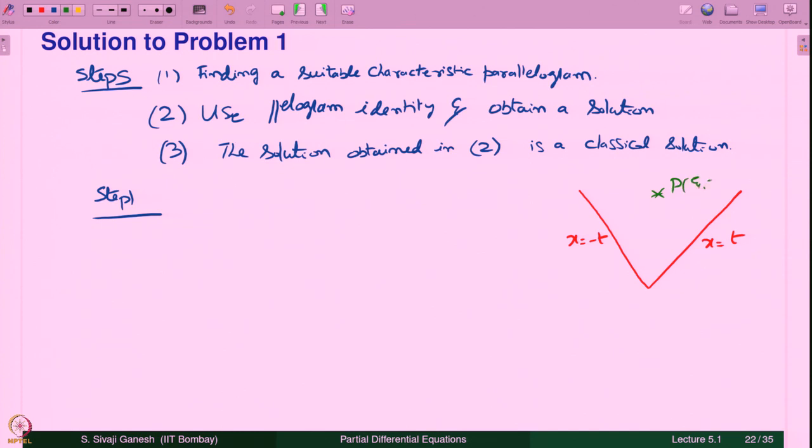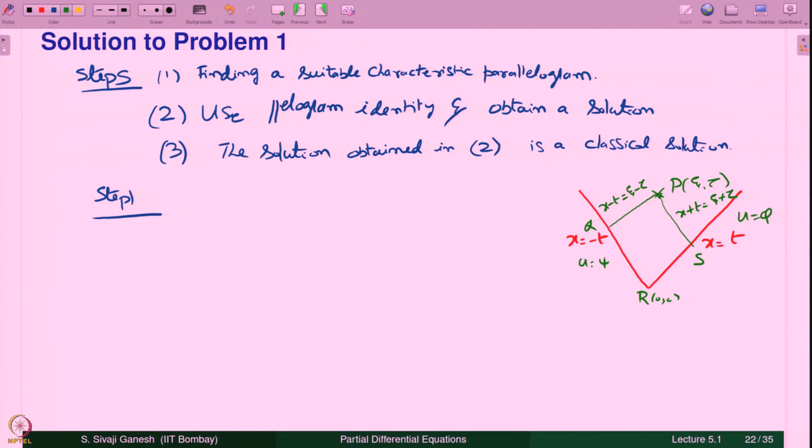I name it as xi, tau and not x and t because I would like to use this notation of x and t in describing the lines. So, this line is x minus t equal to xi minus tau and this line is x plus t equal to xi plus tau. So we call that P, let us call this Q, R is the origin and this is S. And here we are given u equal to phi and here we are given u equal to psi.